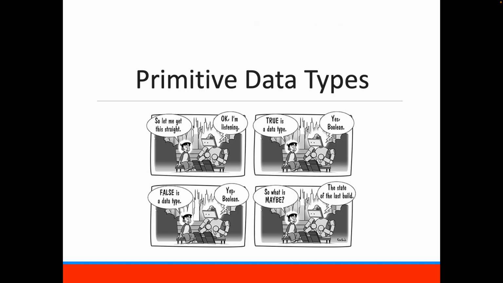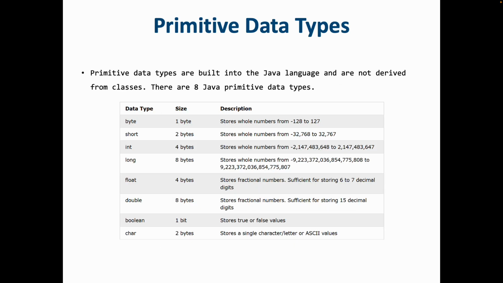And for the primitive data types, what is this? These are the built-in data types in Java. There are not many, quite short: byte, short, int, long, float, double, boolean, char. These are not classes. These are not objects. When we start to discuss objects, this will be more clear for you. But these are primitive data types.